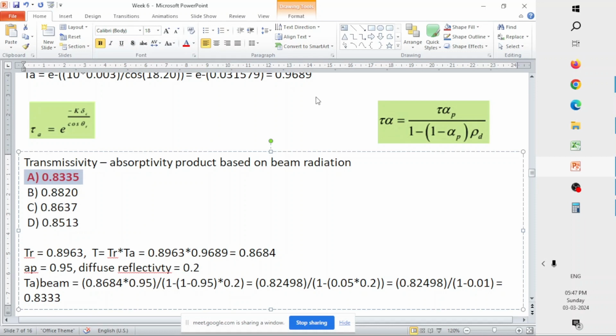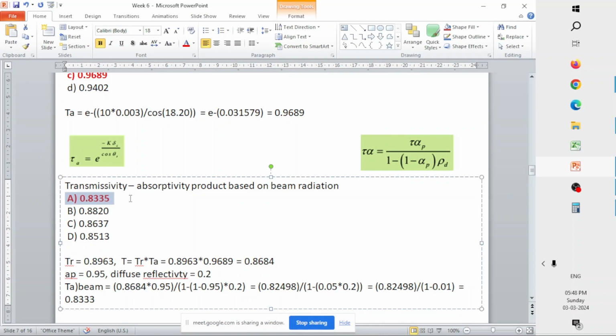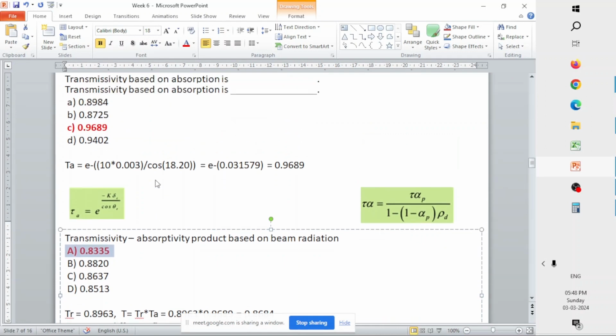So one of the reasons why for some of them the answer was not matching was probably either they would have made the same mistake which we committed here, just taking the value of tau as tau r and not calculating the product of tau r tau alpha. Or it could be that since they have asked for the transmissivity absorptivity product, there are chances of error by just multiplying the tau and the absorptivity component, that is your transmissivity absorptivity component. So this is the procedure to calculate the transmissivity absorptivity product based on beam radiation.